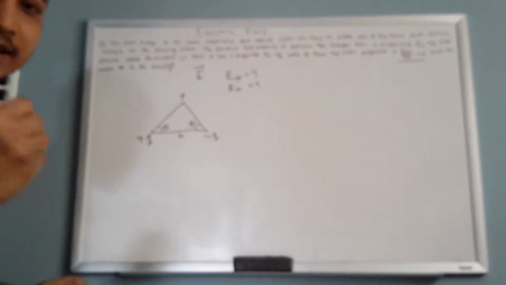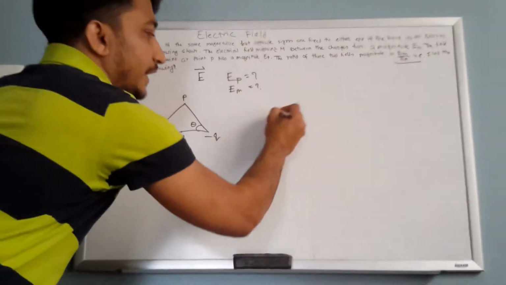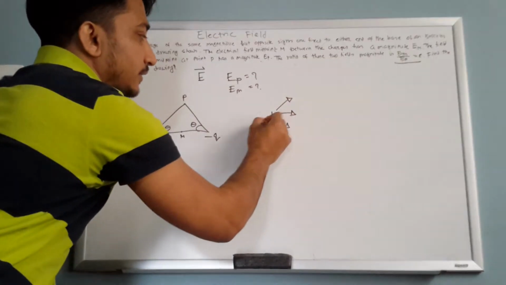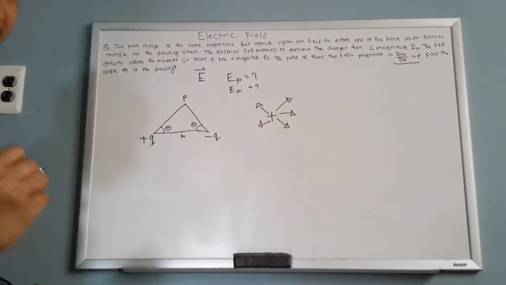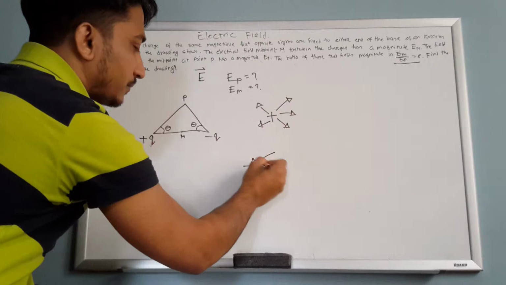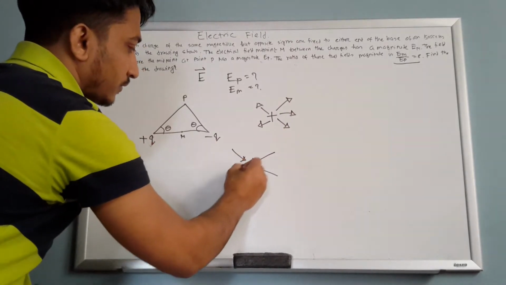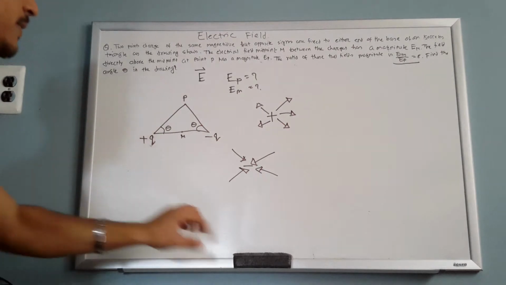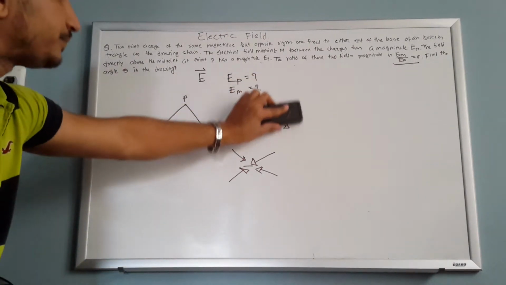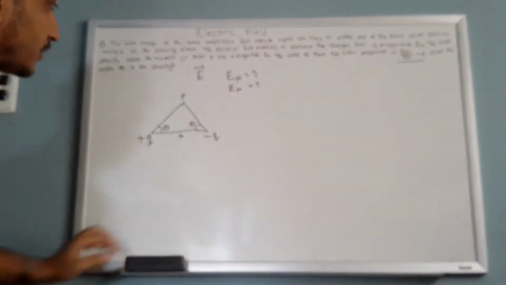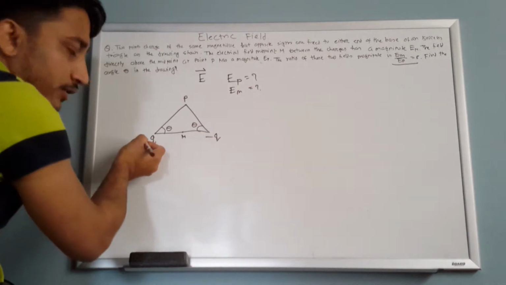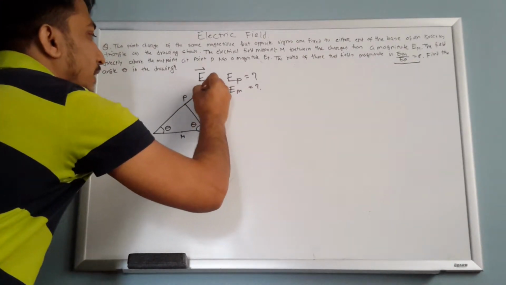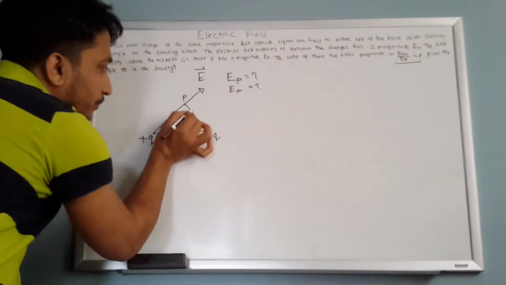First, if there is a positive sign, the electrical field would be outward. That means the electrical field is like that. If there is a negative sign, the electrical field would be inward. So this is the electrical field for a positive sign, and this is the electrical field for a negative sign. So you understand how it works. So first find out P. For a positive sign, the electrical field is outward. For a negative sign, the electrical field is inward.